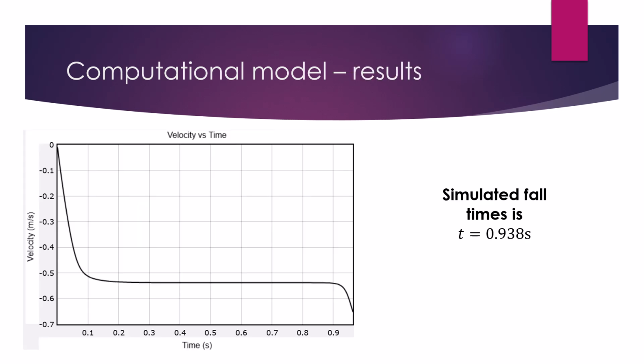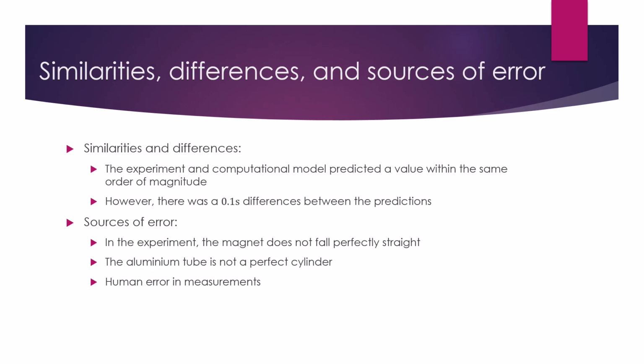As we can see, the velocity initially drops to approximately minus 0.5 meters per second, and then it remains constant until the end. The simulated fall time is 0.938 seconds. A similarity between the computational model and the experiment is that both of their fall times were within the same order of magnitude. However, there was a 0.1 second difference between their predictions.